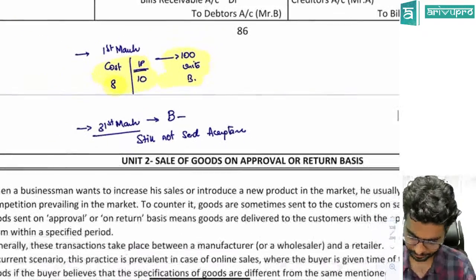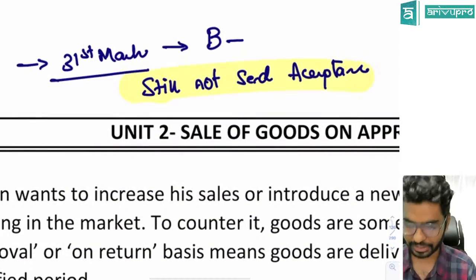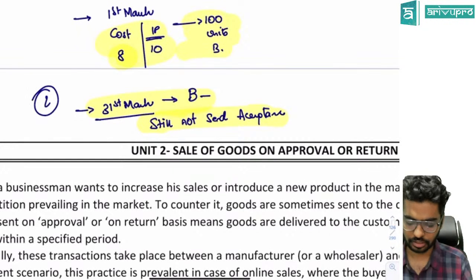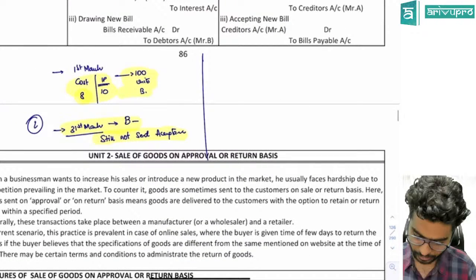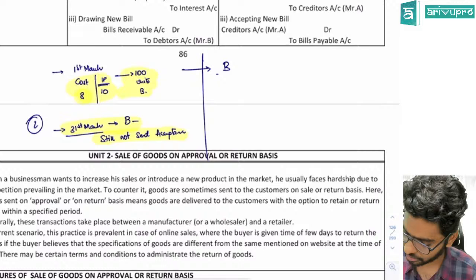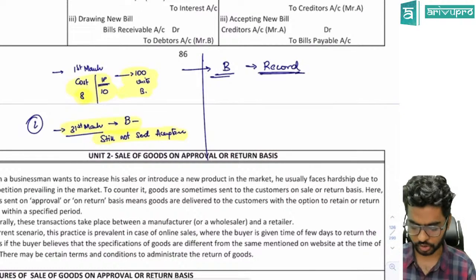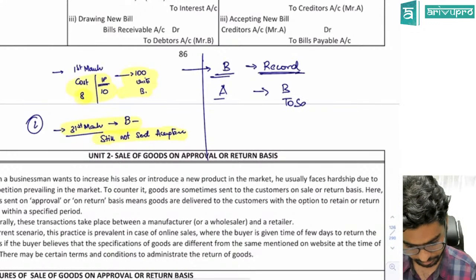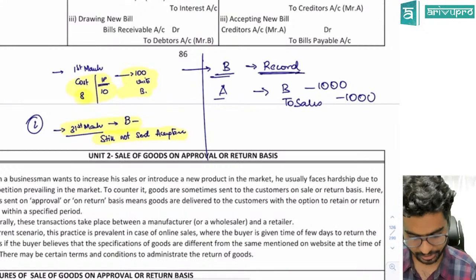So guys, see here, 31st March has happened. What has happened? B has still not sent his acceptance. What will happen in that case? Now, this is where the challenge lies. Because when you send goods to B, you record it as what? Sale. So in the books of A, you wrote it as B to sales 1000, 1000. Are you clear?